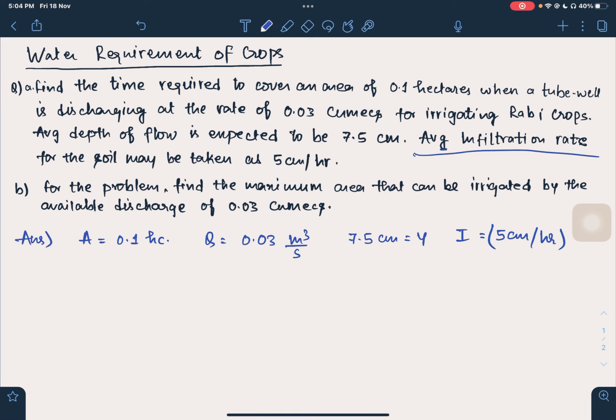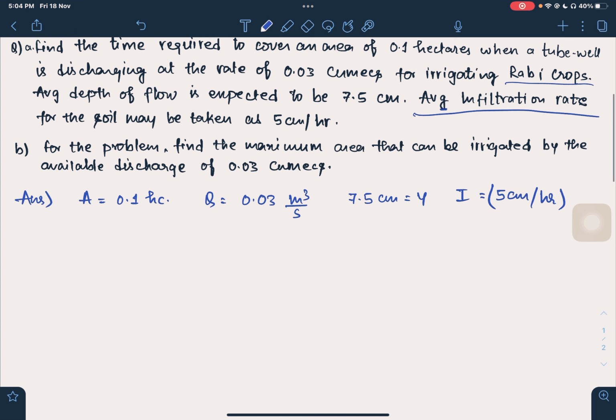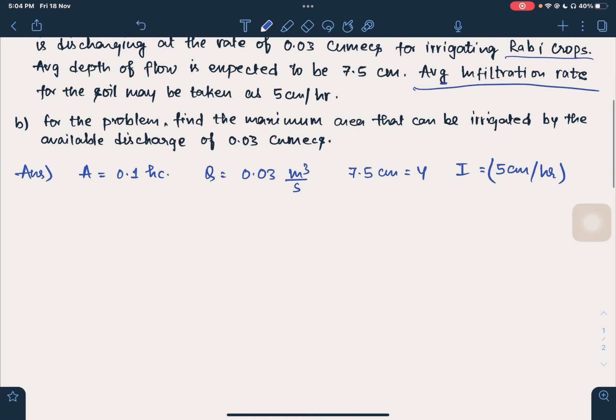Now, there is another term, rabi crop. If we talk about rabi crops, these crops are generally sown in the period of October to December and harvested in April to July.